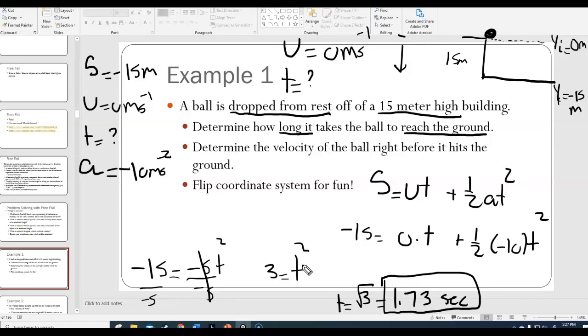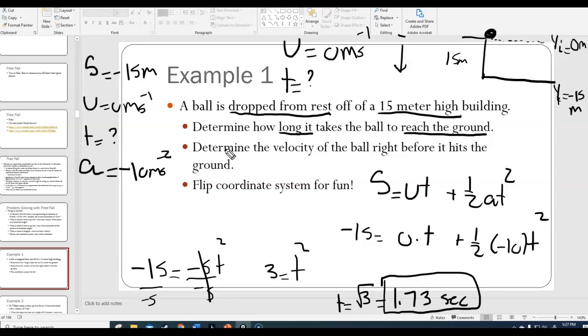Notice by the way, if I had put 15 instead of negative 15, then I would have been trying to take the square root of a negative number. My calculator would blow up at that point and say something about no real solutions, because the square root of a negative is, of course, imaginary.